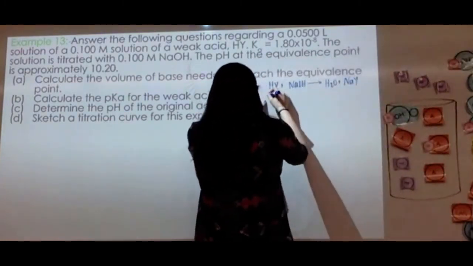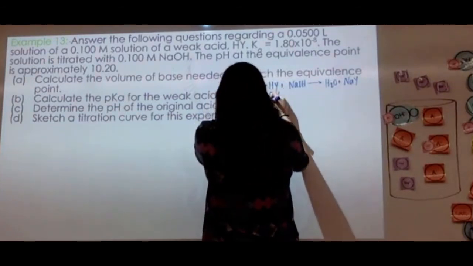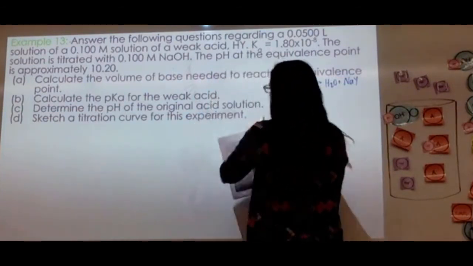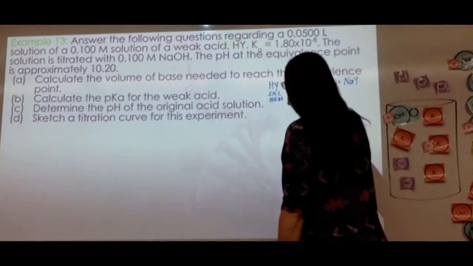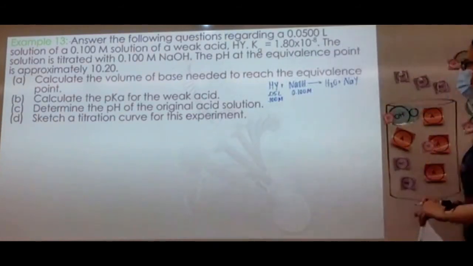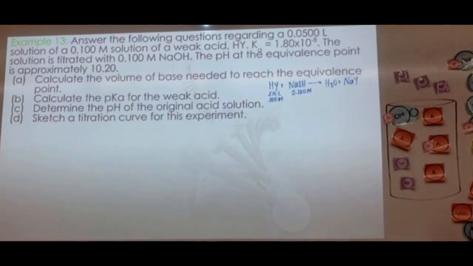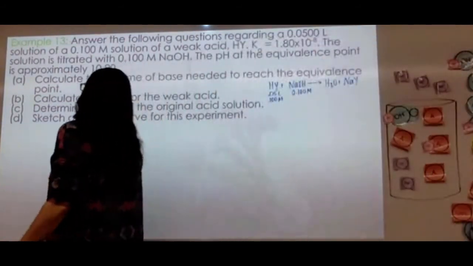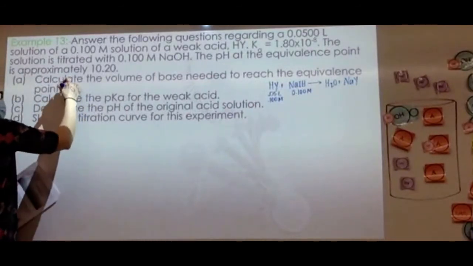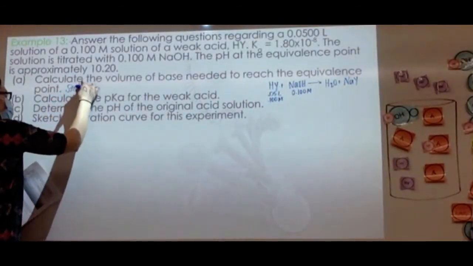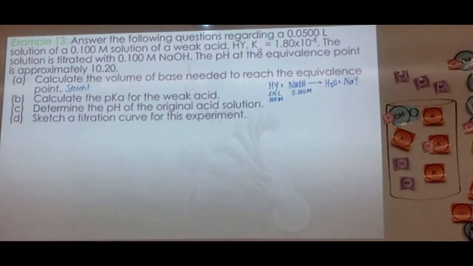So they tell us that we have 0.05 liters of a 0.1 molar solution of HY and a 0.1 molar solution of NaOH. Whenever it's asking about volume or molarity at the equivalence point, that is a stoichiometry problem. Now, could you look at this and do it without stoich? Yes. You can recognize that you don't need stoich, that's fine. I'm going to go through the stoichiometry though.